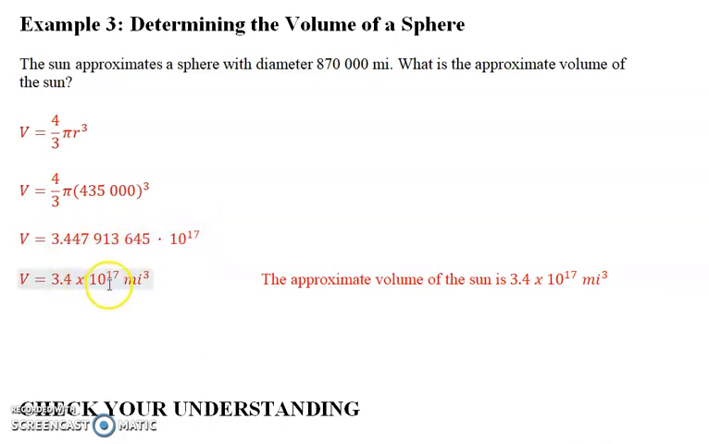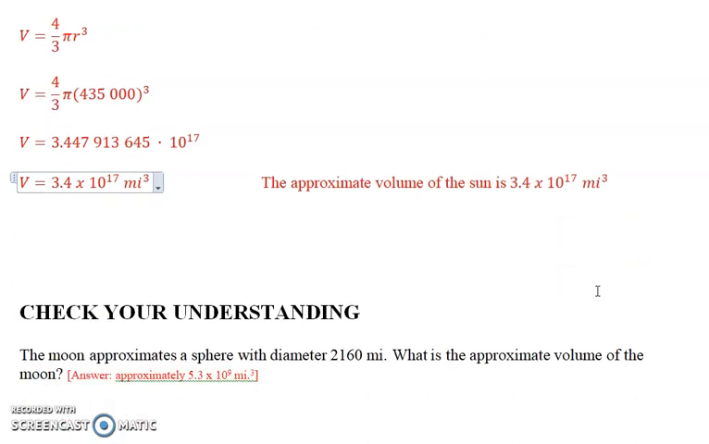And then I need to round. It says approximate. So when we do scientific notation, we'll round it to one place after the decimal, the tenths place of the decimal part. Again, this is obviously not the tenths place overall because it's times 10 to the power of 17. It's a huge number. So the approximate volume of the sun is 3.4 times 10 to the power of 17 miles cubed. Very large. Nothing that we can even imagine, really.